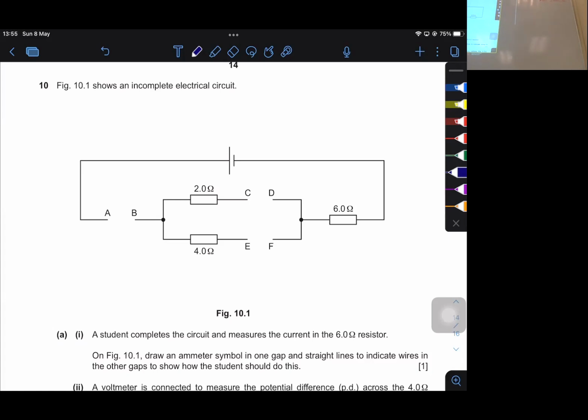Yeah, this is quite good. Last year, basically.